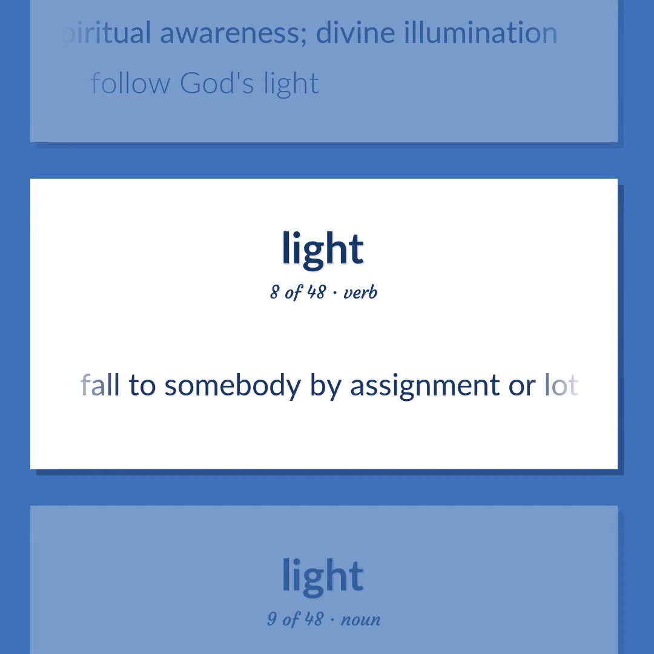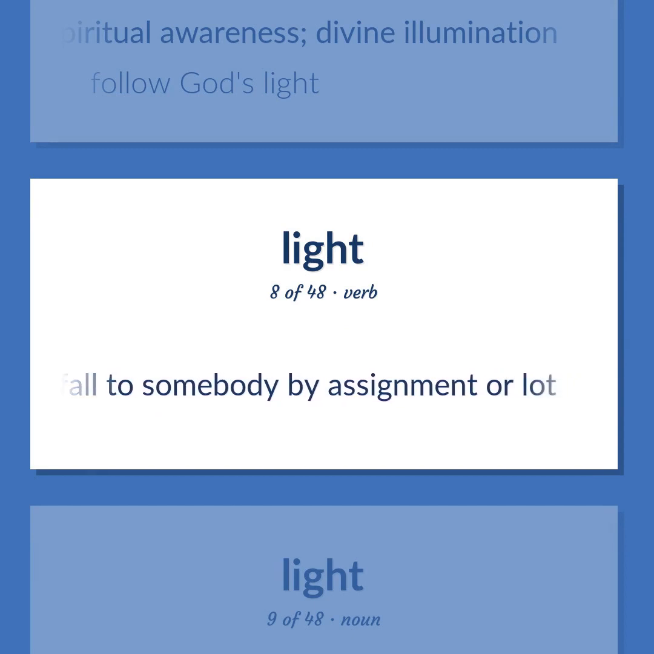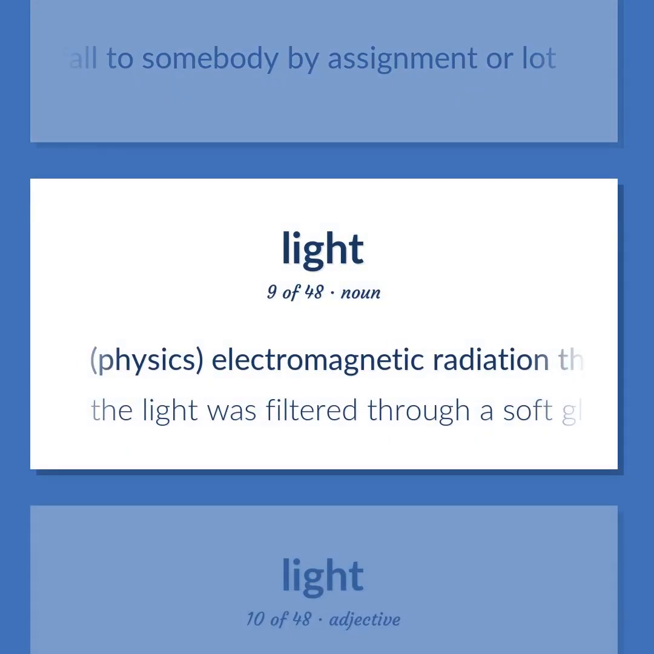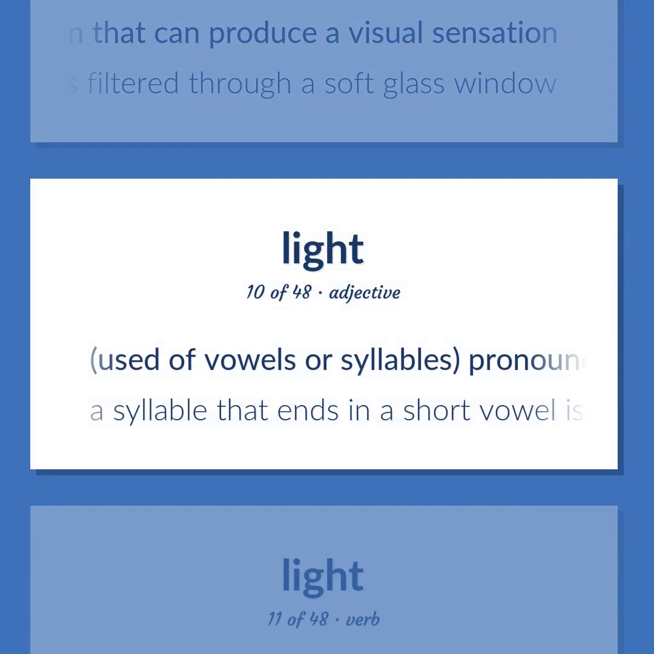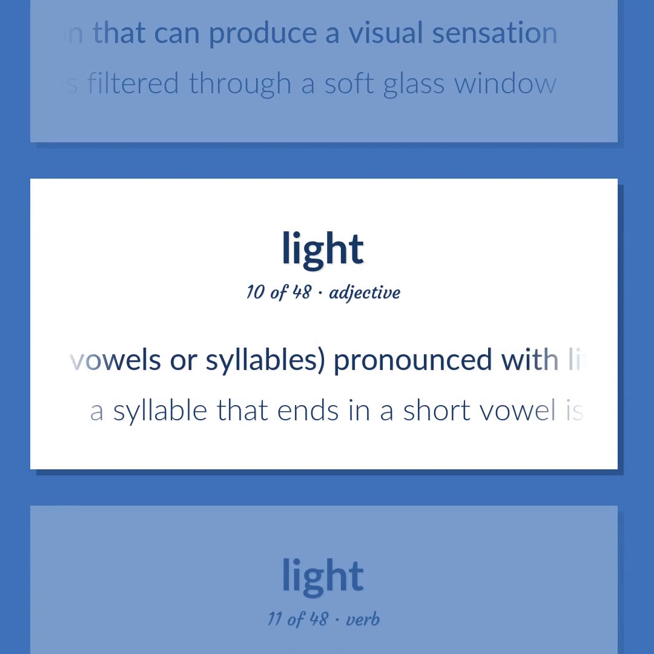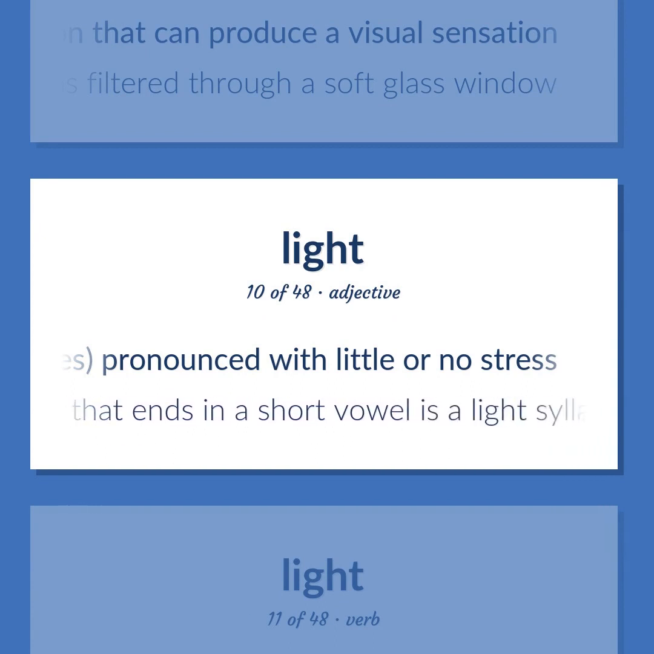Fall to somebody by assignment or lot. Physics, electromagnetic radiation that can produce a visual sensation. The light was filtered through a soft glass window. Used of vowels or syllables, pronounced with little or no stress. A syllable that ends in a short vowel is a light syllable.